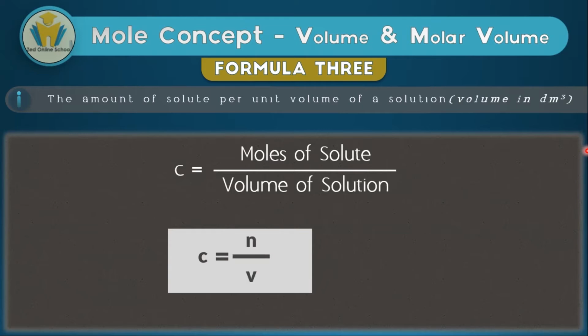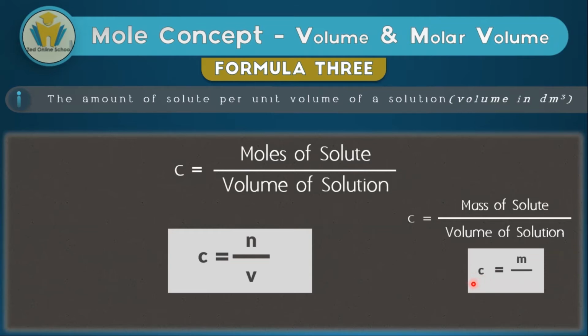But you should note that there are two kinds of concentration. This concentration here that we've looked at, C is equal to N over V, is molar concentration because we're using the number of moles. We also have another concentration, C is equal to mass of a solute divided by the volume of the solution. This one is mass concentration. As you can see, we have mass in our numerator. Therefore, this one will be C is equal to M over V.